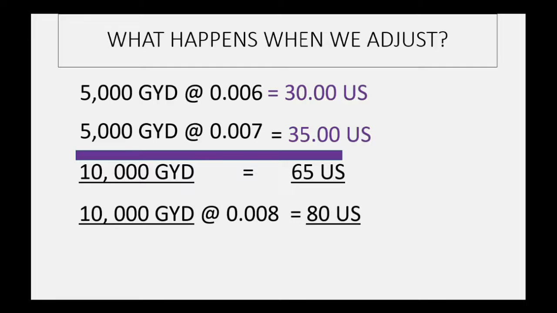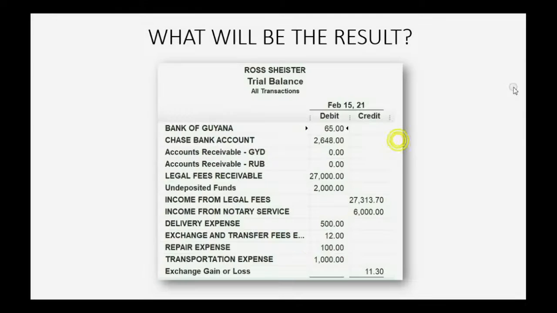So before we adjust, we have $65 in the Guyana bank account. But when we update the cost or the price of each unit, that means that the value of the whole bank account increases from $65 to 85 US dollars, and that means we have a $15 gain at the moment we adjust the value to make our financial statements correct.